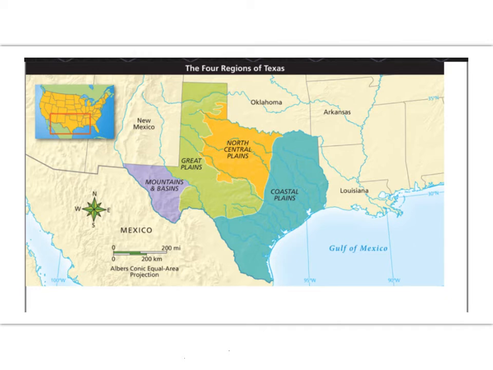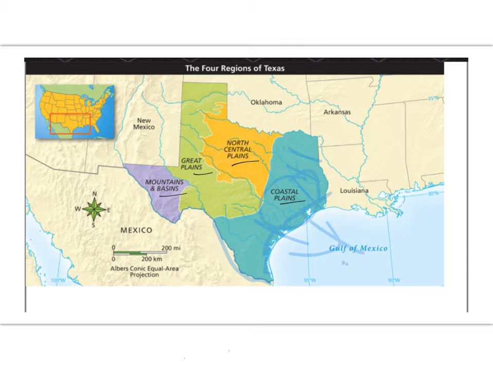Ready? Okay, so let's start with the four regions. We have the coastal plains, the north central plains, the Great Plains, and the mountains and basins. So, starting with the coastal plains, let's point out what's real important around here. In the coastal plains, most of the rivers exist in this area. That's important. We have all these rivers. They all go the wrong way towards the Gulf.